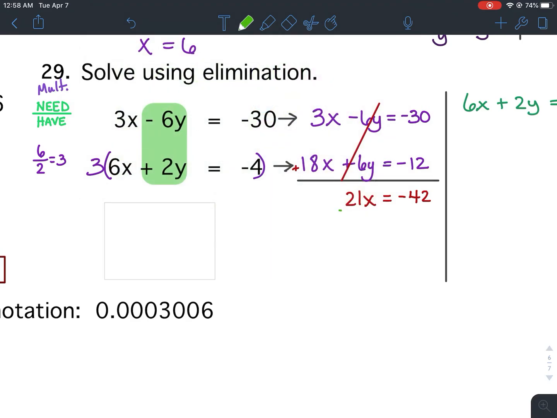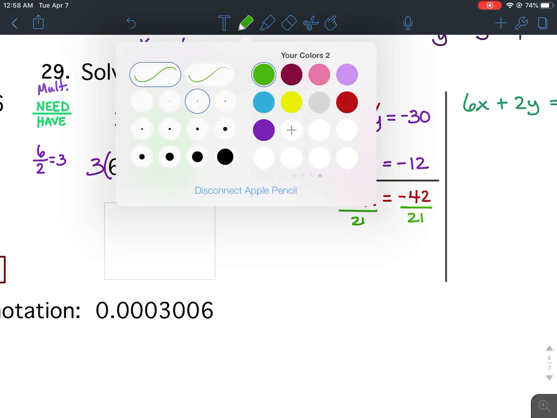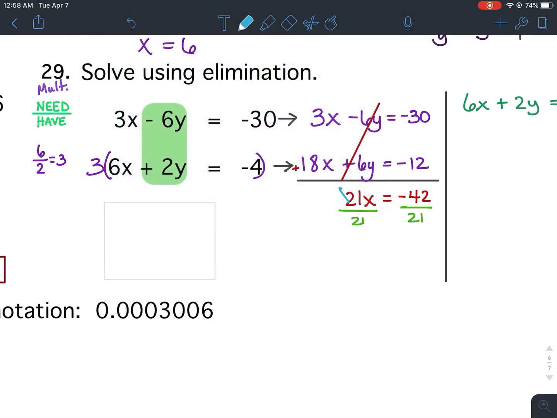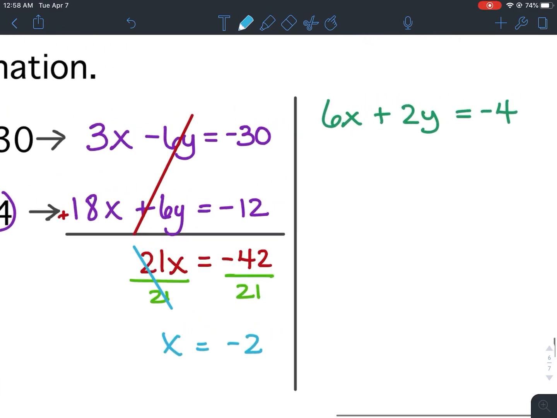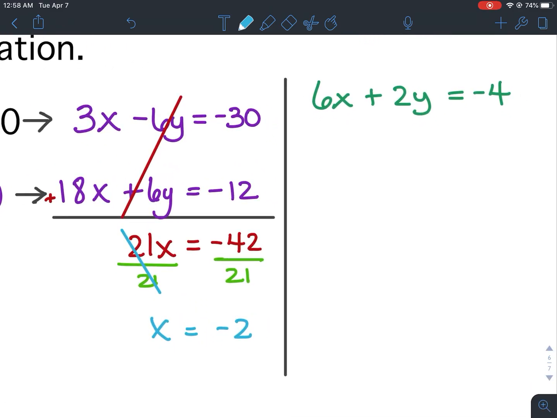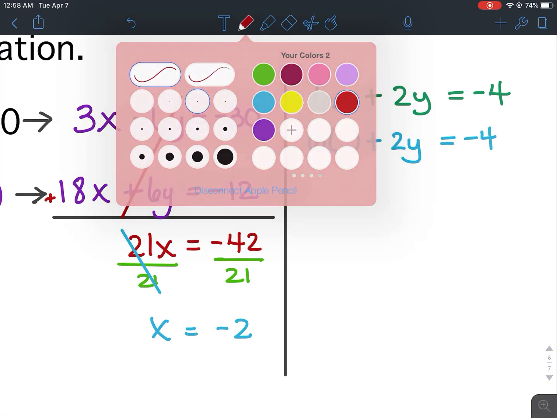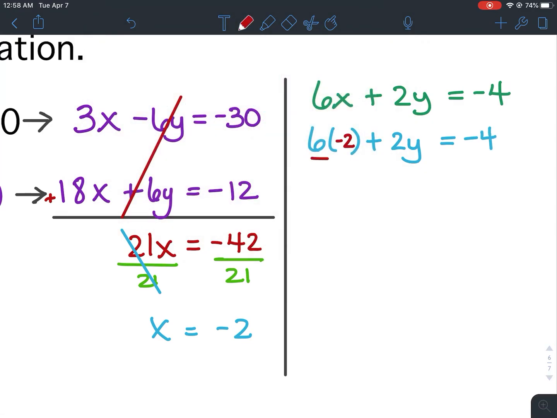Isolate the variable by dividing both sides by 21. And you get x equals negative 2. So now I'm going to take that negative 2, and I already picked an equation. I picked the bottom one. I'm going to substitute that negative 2 in for the x. Multiply. So I got negative 12 plus 2y equals negative 4.